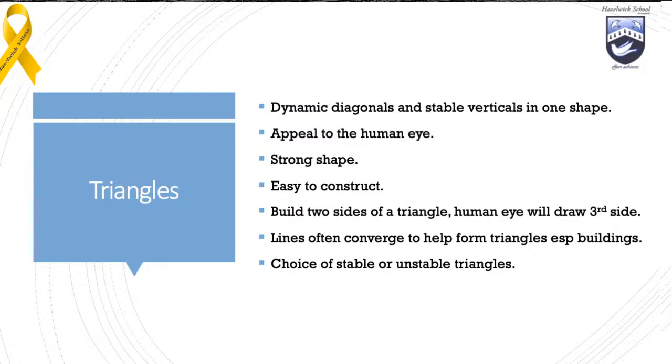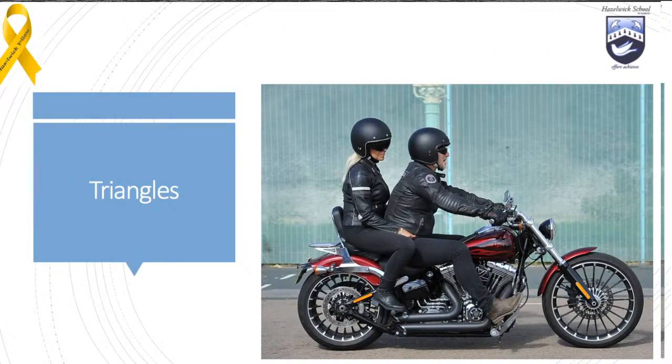So the last one, compositionally, is triangles. Dynamic diagonals and stable verticals in one shape. So all of that in one, two for the price of one. Triangles appeal to the human eye. It's a strong shape. It's easy to construct in photographic terms. And if you build two sides of the triangle, as we saw with that picture of the cliff a minute ago, the human eye will draw the third side in. And the lines often converge, they come together to help form triangles in terms of buildings. And you can choose whether to have a stable triangle with a solid base or an unstable triangle. And you get a different feeling from the image depending on what you do.